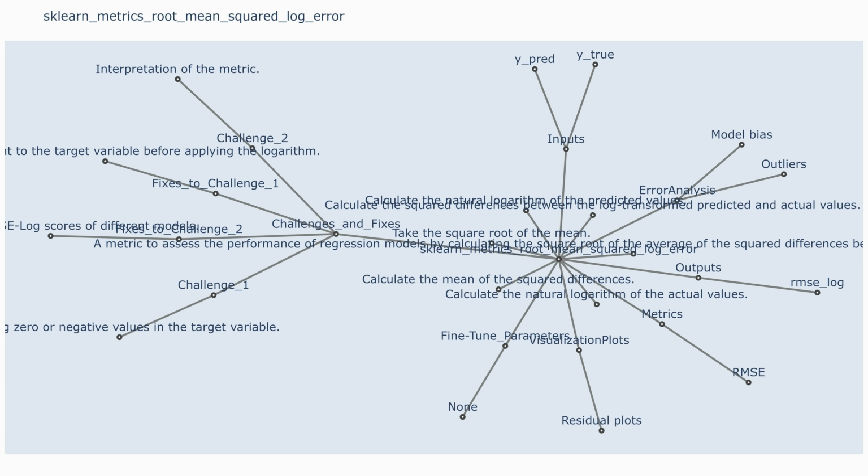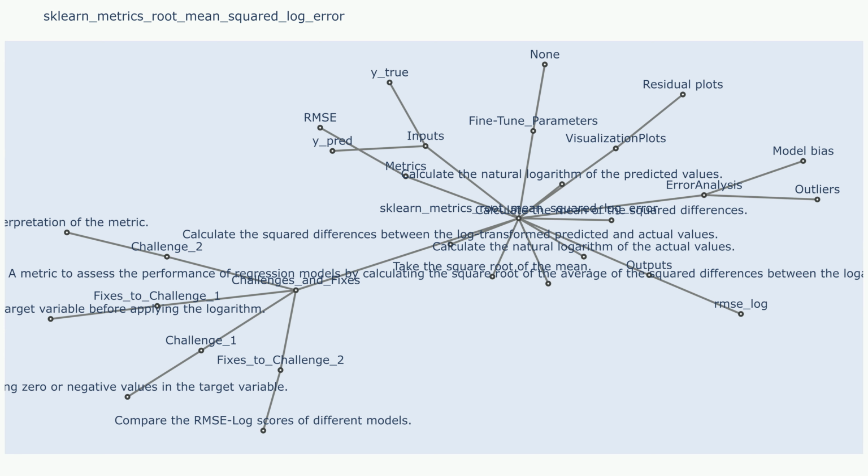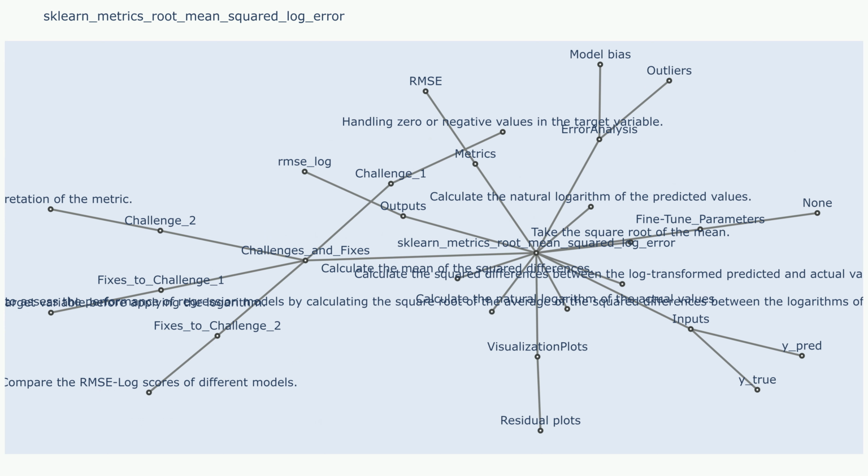sklearn.metrics.root_mean_squared_log_error. Description: the root mean squared logarithmic error (RMSLE) is a regression metric that measures the ratio between the predicted and actual values. It is a useful metric when dealing with data where the magnitude of the errors is important, such as in financial forecasting. Inputs: y_true, the true target values.